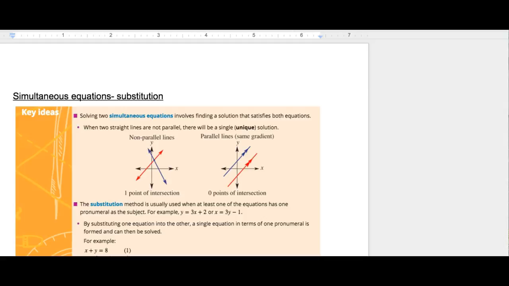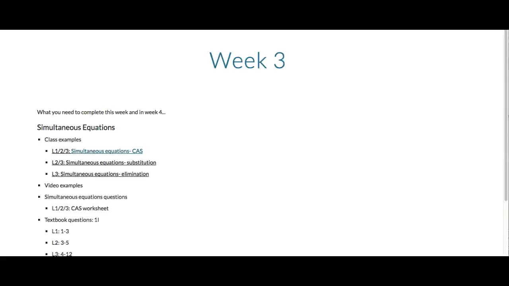Okay, in this video we're going to look at simultaneous equations and solving them using the substitution method. So there's three methods you can use. Remember there's the CAS calculator and there's a video on this link here.